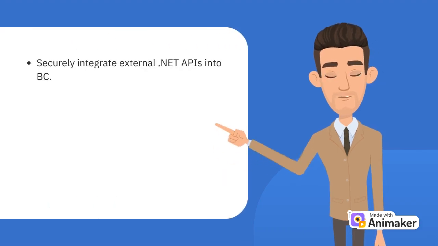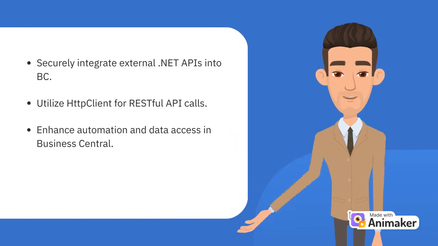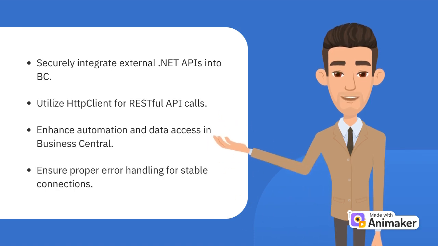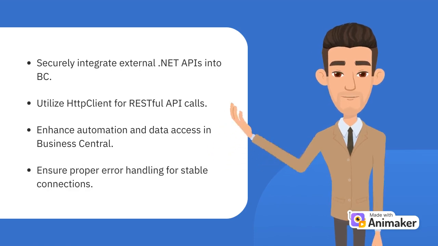Now let's recap what you learned. Securely integrate external .NET APIs into BC. Utilize HttpClient for RESTful API calls. Enhance automation and data access in Business Central. Ensure proper error handling for stable connections.